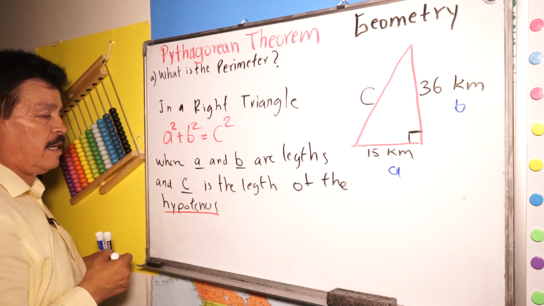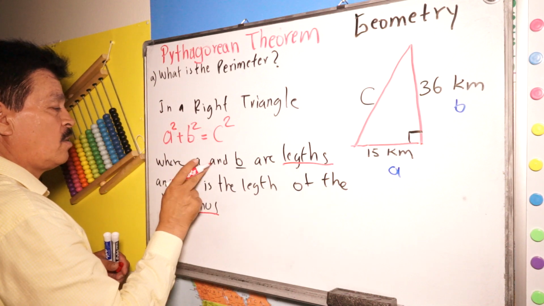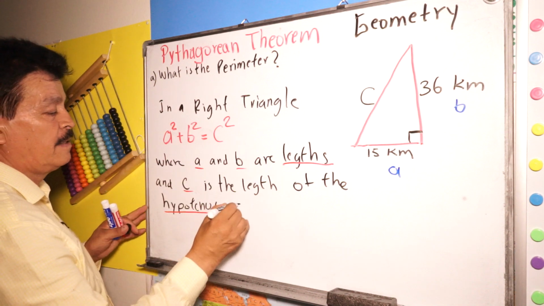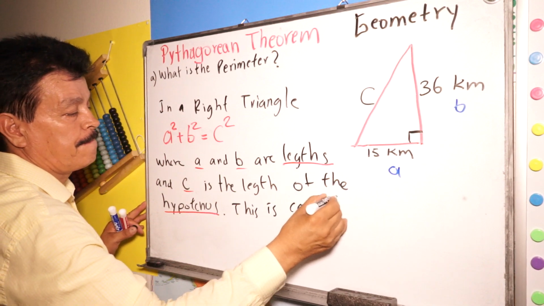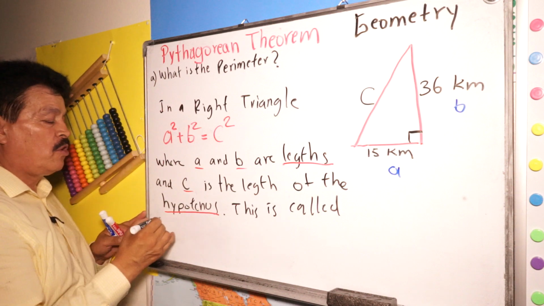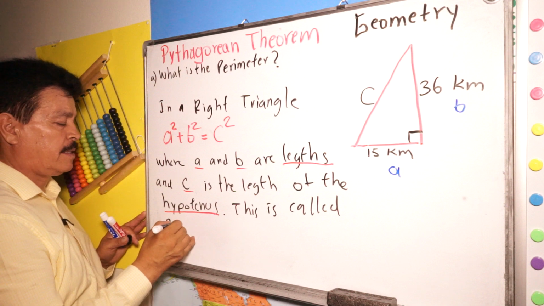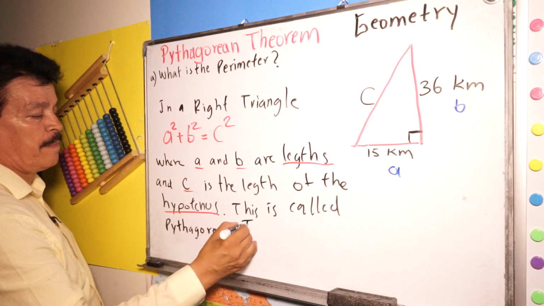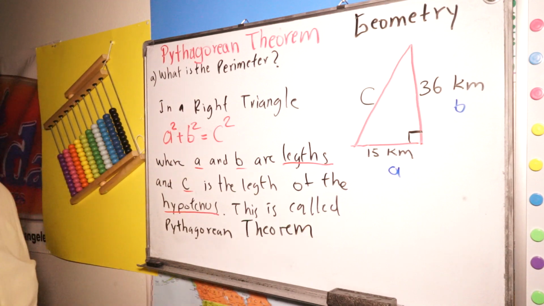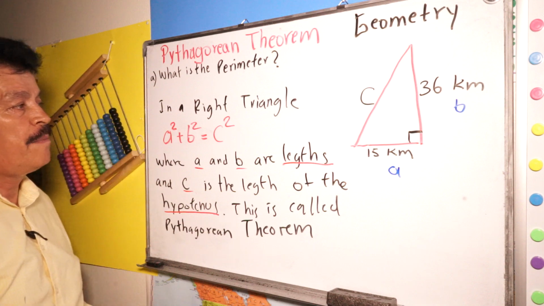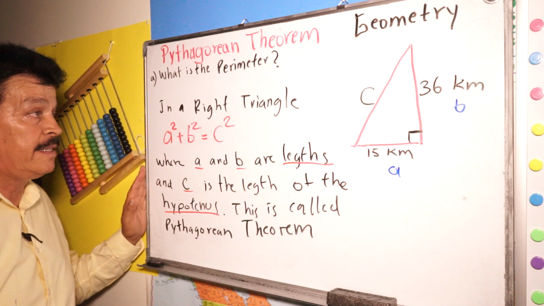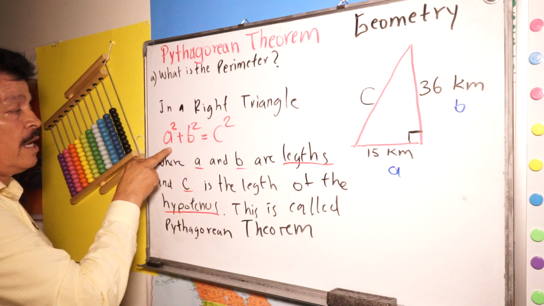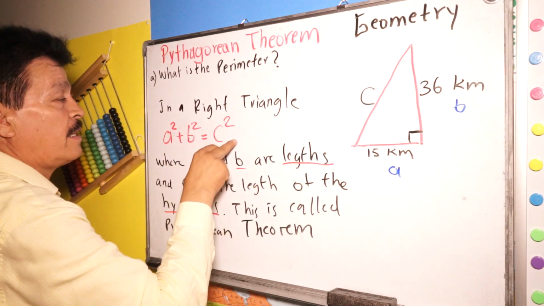Let me write hypotenuse. Okay, these are the legs, A and B, and then C is the hypotenuse. This is called the Pythagorean Theorem. So this is the main idea, the main concept for our class for today. We are talking about a right triangle. It has three different parts: A is a leg, B is another leg, and then C is the hypotenuse.